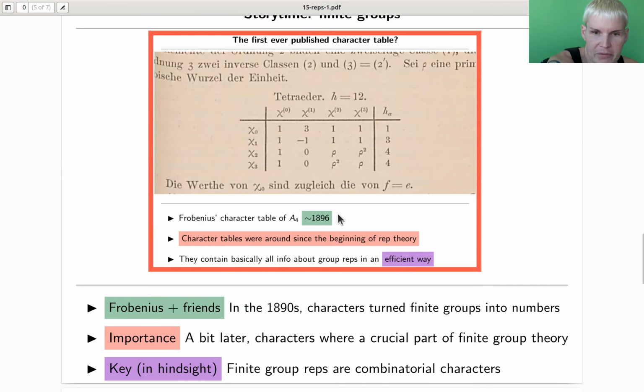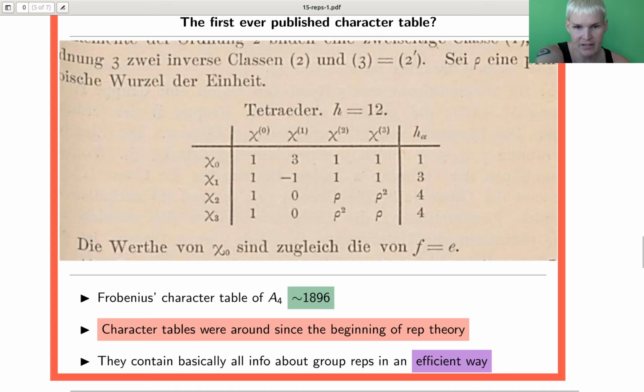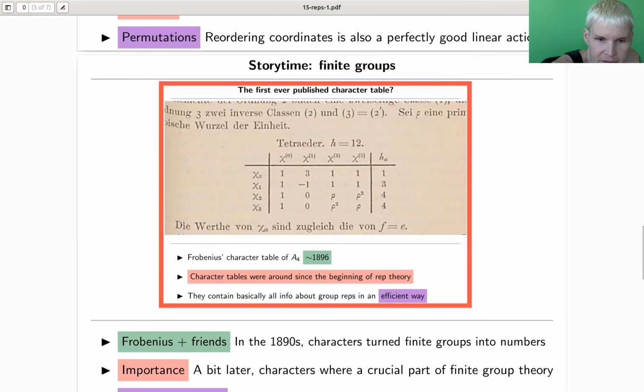Story time. Story time is always good. So here you see the first ever published character table, I think, from Frobenius. For some reason, it was the character table of A4, or as everyone knows, the symmetry group of the tetrahedron, as Frobenius writes here. Frobenius writes in German, that's just what it is. But anyway, this is a character table, and essentially this is a representation of the group A4, which is a very, very efficient representation, because essentially it's just 4x4 numbers, 16 numbers, as a representation of the group.